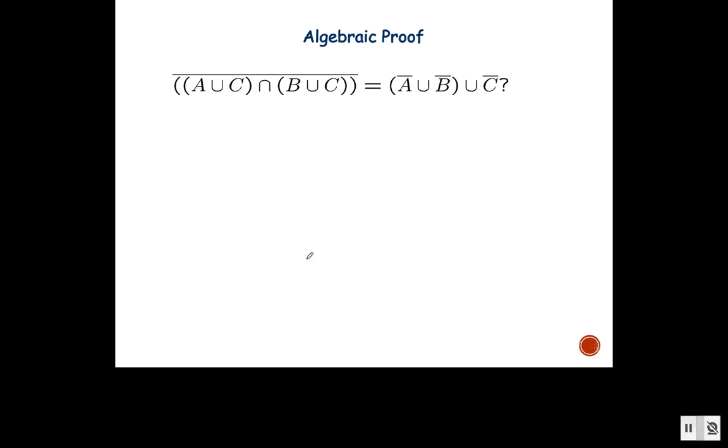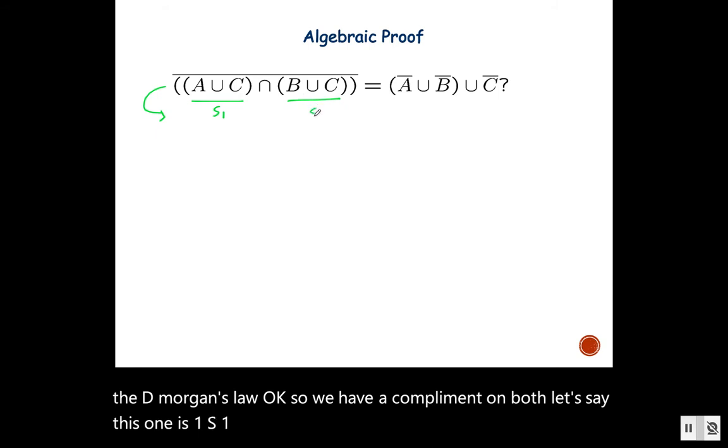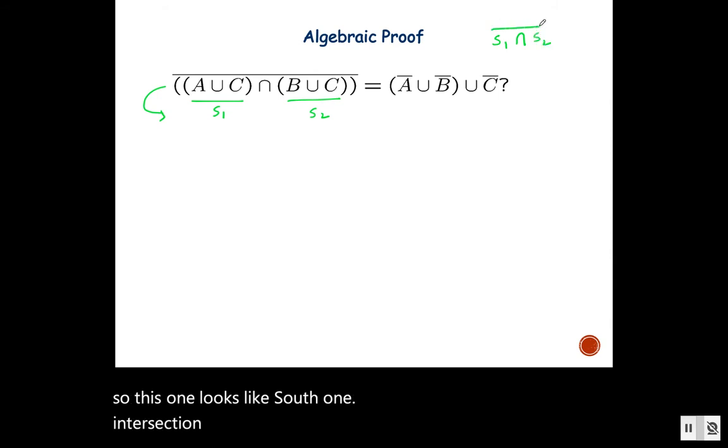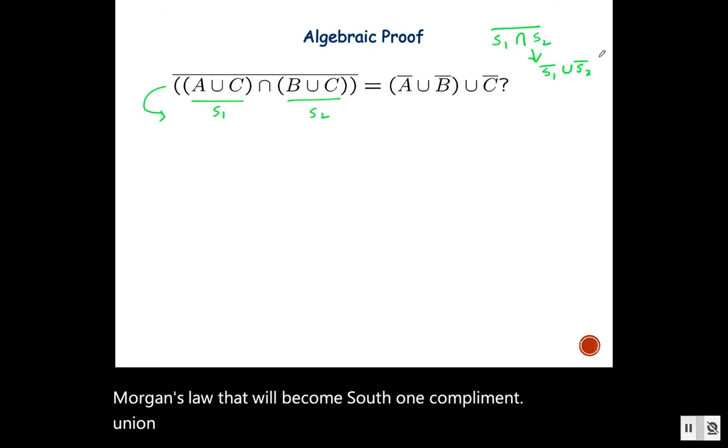All right, so what we are going to do, first we are going to implement De Morgan's law. We have a complement on both; let's say this one is s1 and this one is another set s2. So this looks like the complement of s1 intersection s2. If we follow De Morgan's law, that will become s1 complement union s2 complement.